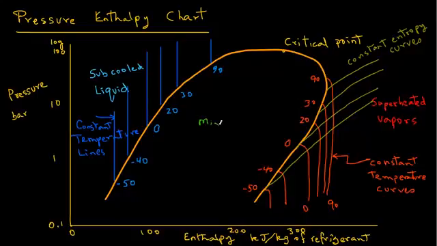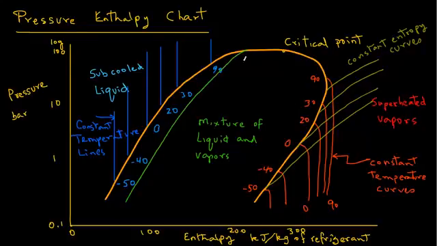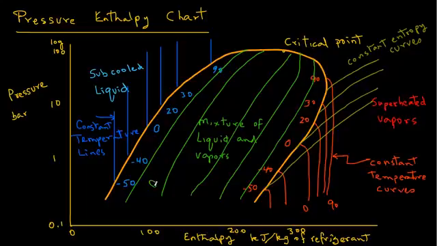Inside the bell-shaped curve, any point represents a mixture of liquid and vapors. And we draw these lines within this region inside the bell-shaped curve, and we are going to label them as quality. The numbers ranging from 10%, say 20%, 90%, and the very last line, the saturated vapor line, is 100%.